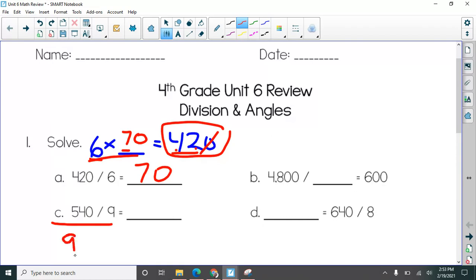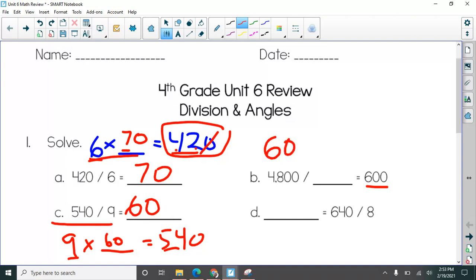Let's see. 9 times blank equals 540. 9 times 6 equals 54. And then I need 1 zero. 60 was the answer. If we have different types of zeros here, look, see, this is why you need to rewrite these. So 600 times something equals 4,800. We'll do the fact first and then try the zeros. What do you think makes that true?